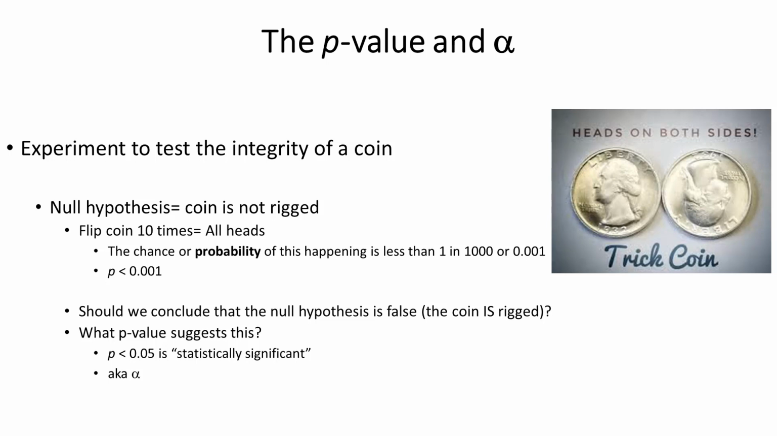Now, go back and look at the results from the experiment that we just did. We flipped that coin 10 times and we got all heads. So since the probability of that happening is p less than 0.001, and 0.001 is much less than 0.05, we can say with pretty good confidence that the null hypothesis is false and the coin is actually rigged.